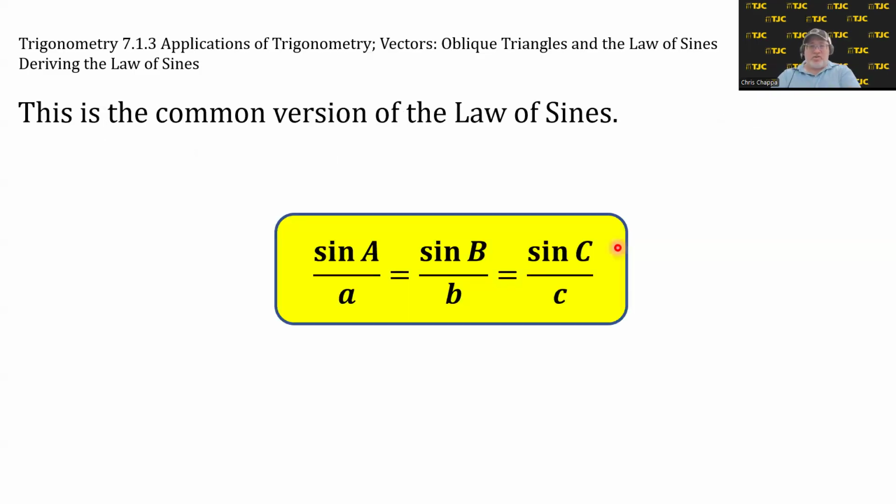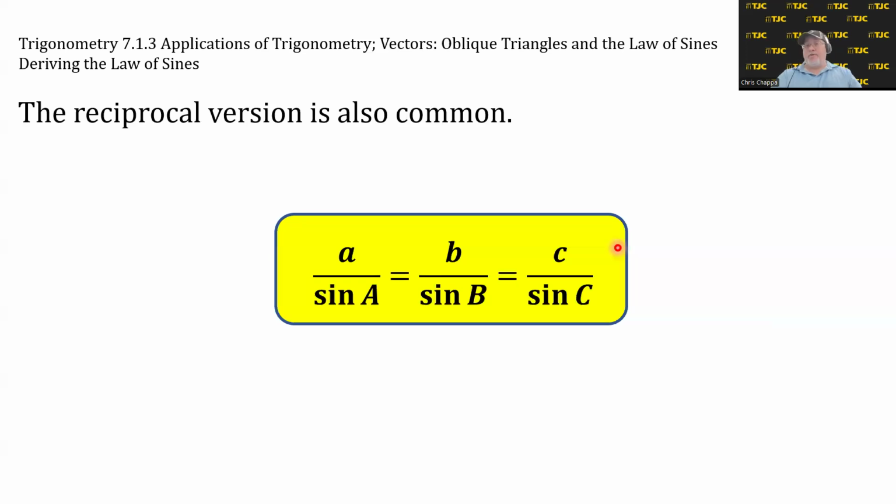This is the common version of the law of sines. Sine of A over A equals sine of B over B equals sine of C over C. Another way to phrase it is in any triangle, the sine of an angle divided by the length of the opposite side is constant. You can also have the reciprocal version, which puts the sines on the bottom.